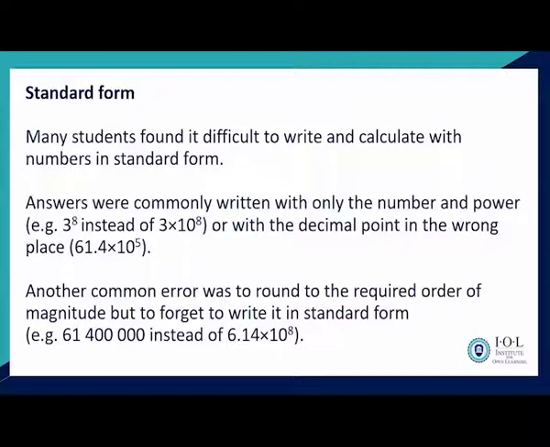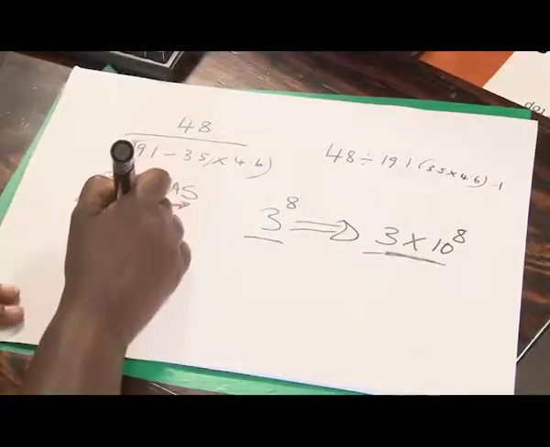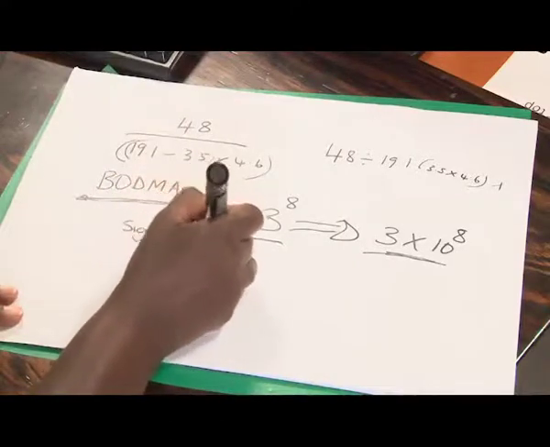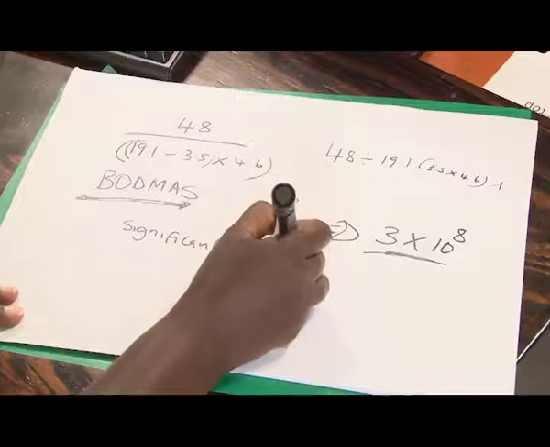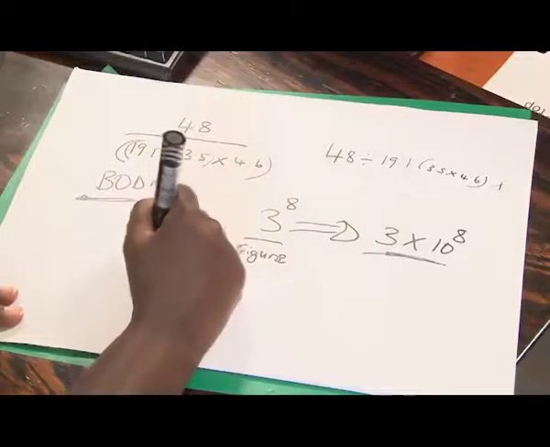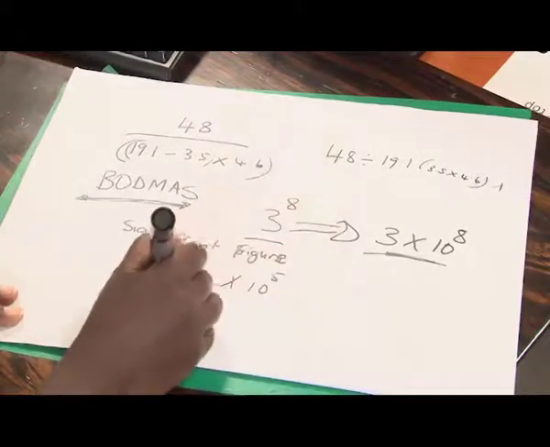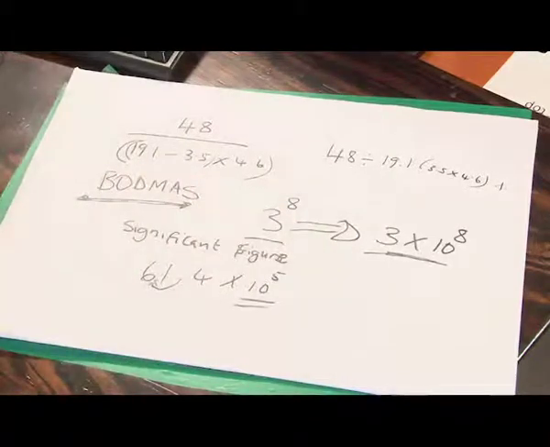So you must make sure when you are writing in standard form, it should be 3 times 10 to the power 8. Or you make sure your decimal point is in the correct place. It depends on how many significant figures you are given. Then you make sure that your significant figures are correct. Mostly it's 2, but in this case it's 61.4 times 10 to the power 5, when the point was supposed to be here, we put it here and you change your exponent.